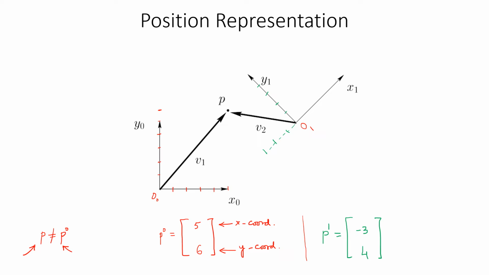So the same point P, when represented in the 0th frame, is going to have the coordinates 5 and 6, and the same point P when represented in the first frame is going to have different coordinates corresponding to it. Whether you define it in this form or in a vectorial form, this is going to be the same result.